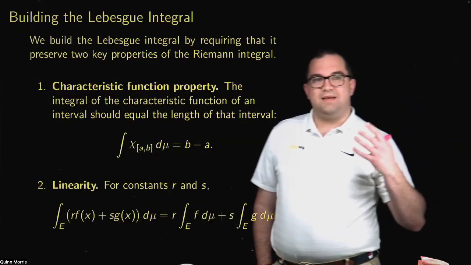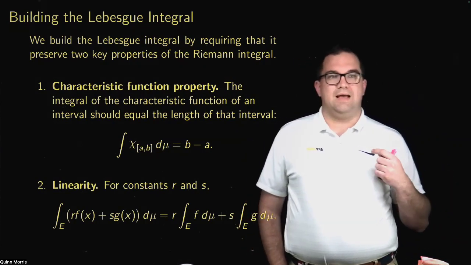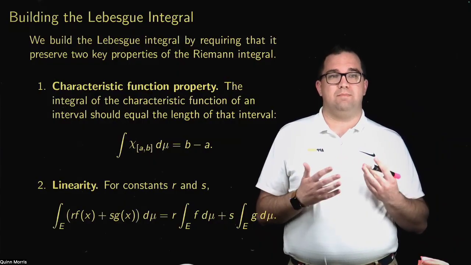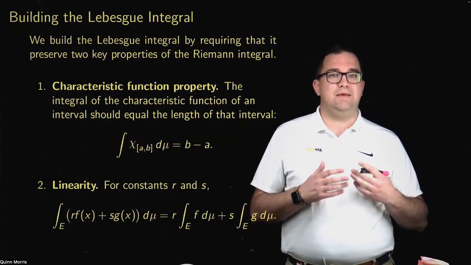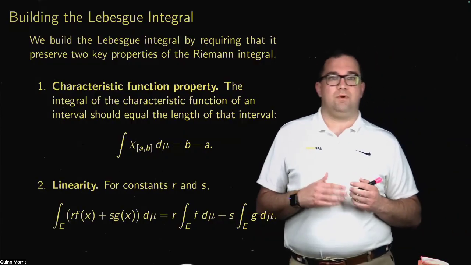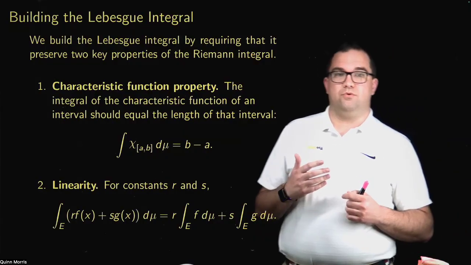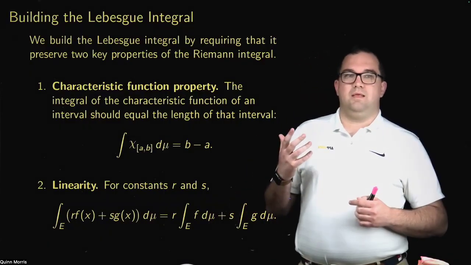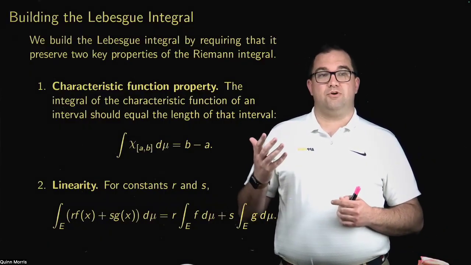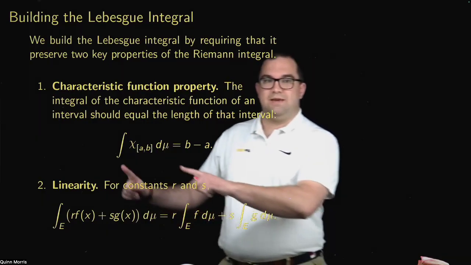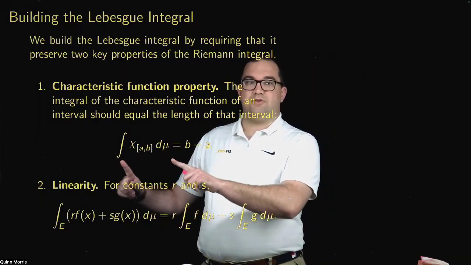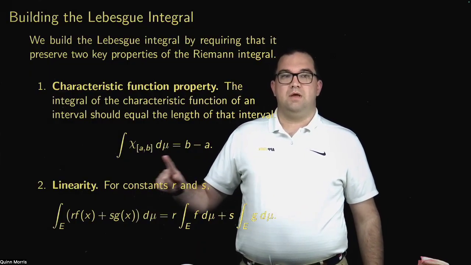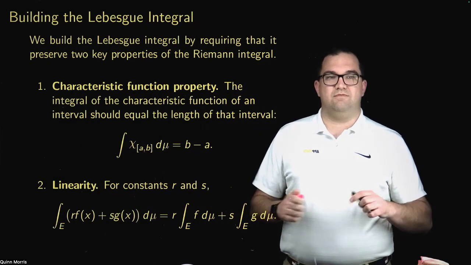So we want to think of the Lebesgue integral as something analogous to, but broader than, the Riemann integral. There are two key properties of the Riemann integral that we probably wish for the Lebesgue integral to preserve. The first is we would like the Lebesgue integral to have this characteristic function property. If I take the Lebesgue integral of the characteristic function of an interval, that ought to give me back the length of the interval.